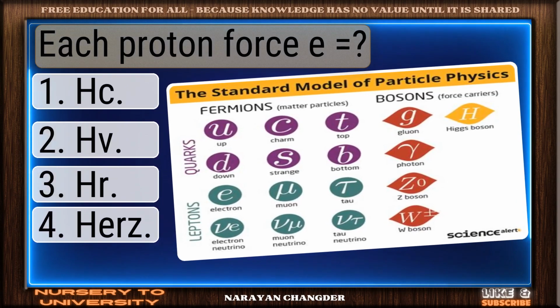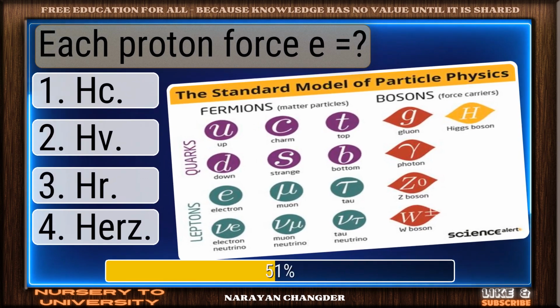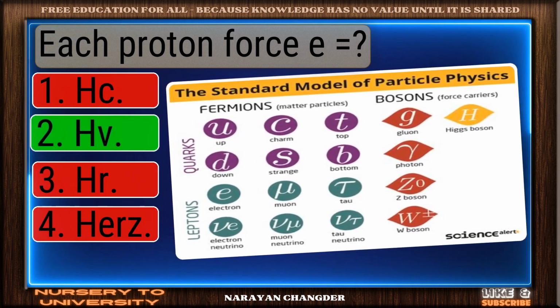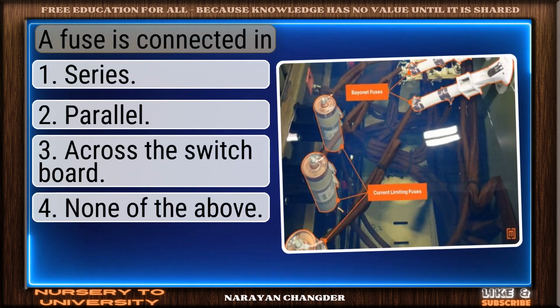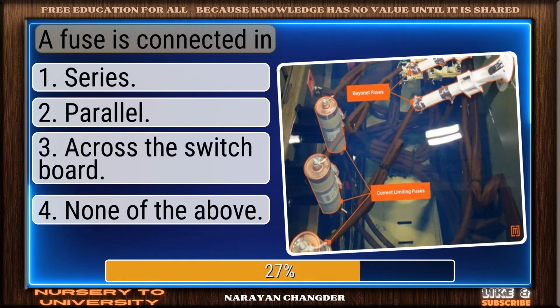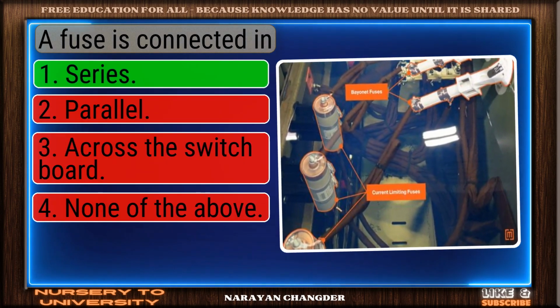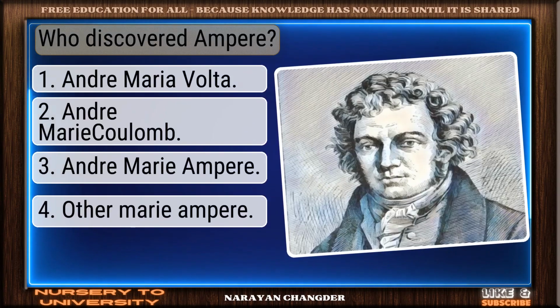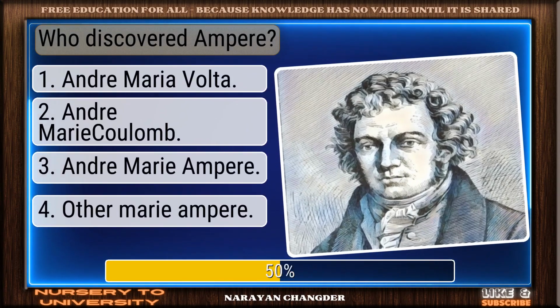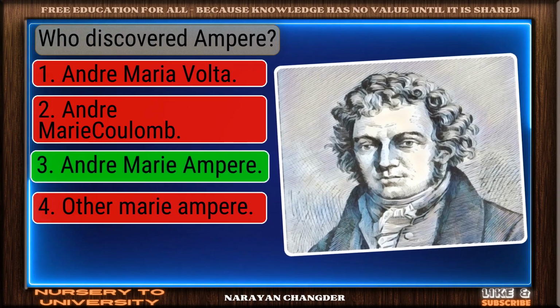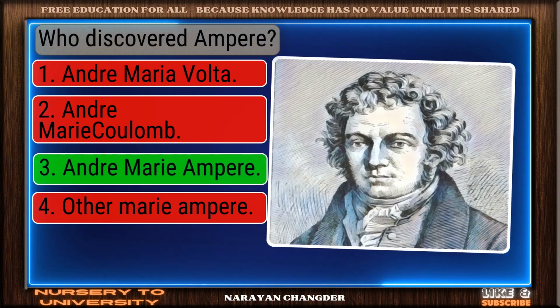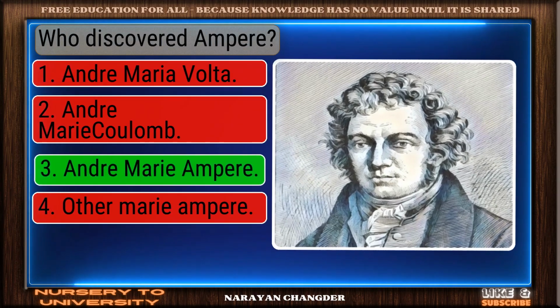Each proton charge e equal to... Great job, 1.6 times 10 to the minus 19 coulombs is accurate. A fuse is connected in... Exactly. Series makes sense. Who discovered the ampere? Sharp thinking. André-Marie Ampere is right.